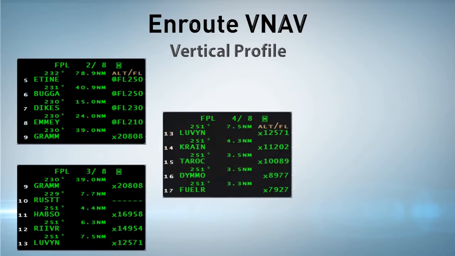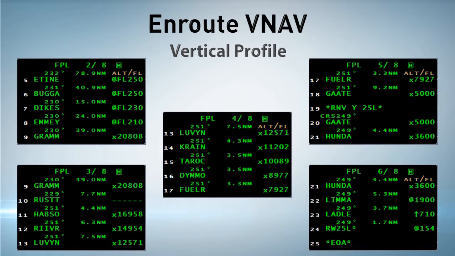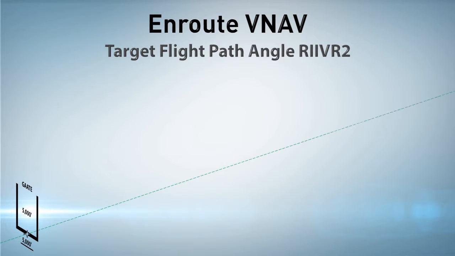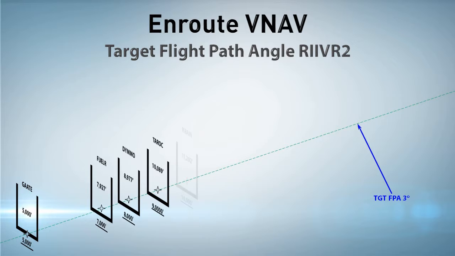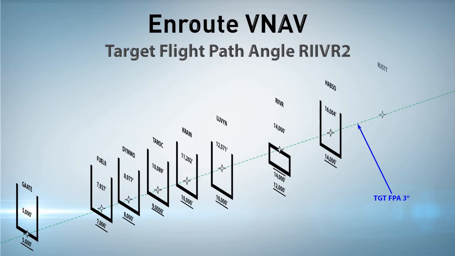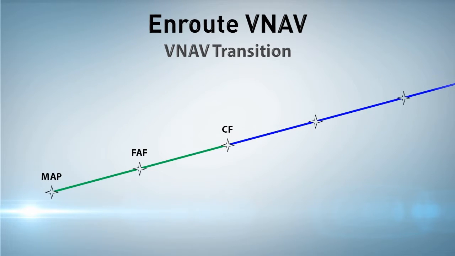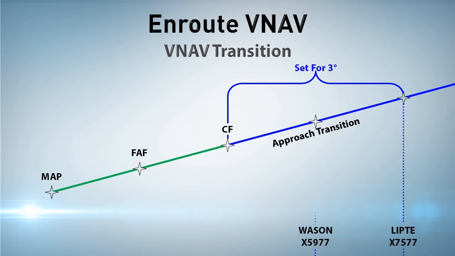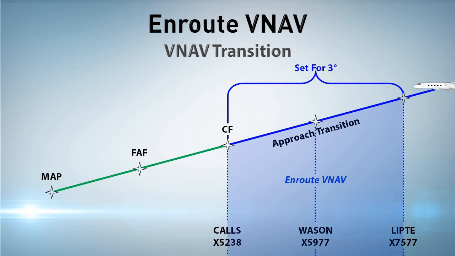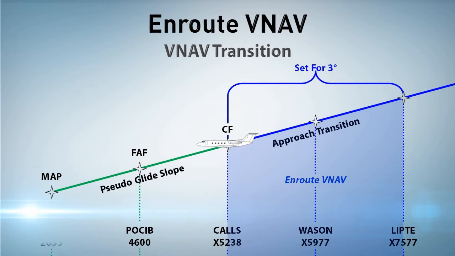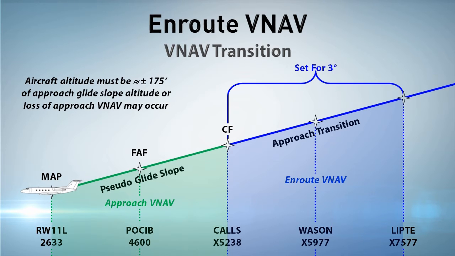And this is what the FMS gives you for a vertical flight path for that particular arrival and approach. Here is a graphical representation of the procedure. With the target flight path angle, the FMS will calculate crossing altitudes in the approach transition that can be used as termination points for Enroute VNAV. These altitudes will be limited by mandatory en route altitudes and altitudes set on the Enroute VNAV page.